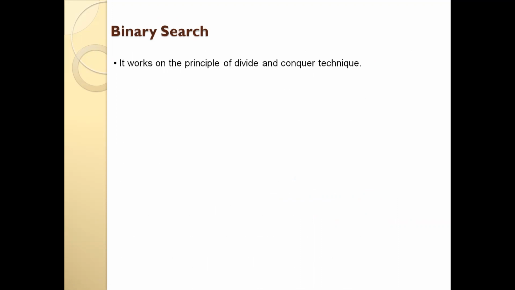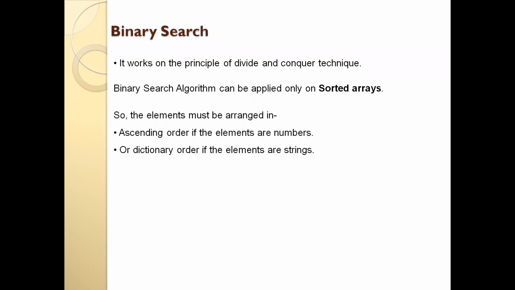First of all, this binary search technique uses the divide and conquer technique. So we need to divide the list into two equal partitions. Then we need to search for the element in the list. And this binary search algorithm mainly applies only on sorted arrays. So the elements must be arranged in ascending order if the elements are numbers, or we need to arrange the strings in dictionary order if the elements are strings.